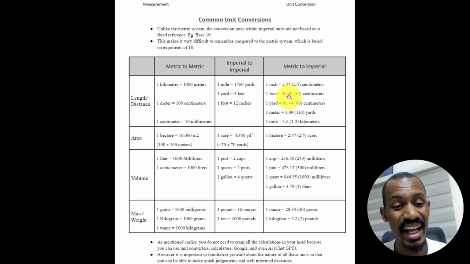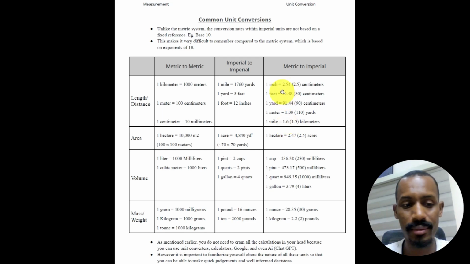Remember, all these things are inside calculators, unit converters. You don't need to cram them. It's just that sometimes you need to know them, so that you can calculate straight from your head without needing a calculator. Because anytime I see 1 inch, I picture it in my head, yeah, it's around 2.5 centimeters. Anytime I see 1 foot, I'm like, it's around 30 centimeters.